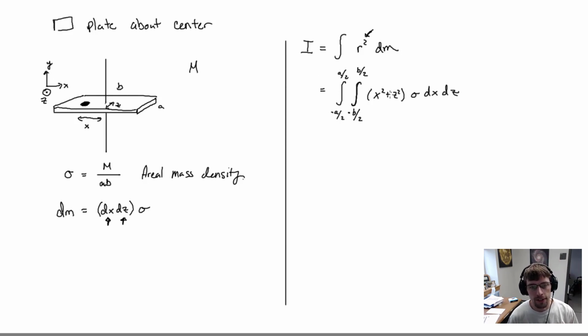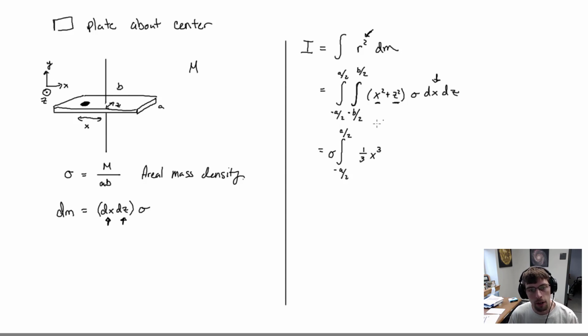So the first one, since z and x are independent, we can just integrate. First off, we do the inside integral first. So we have negative a over 2 to a over 2. We'll pull the sigma out since the sigma is a constant. The antiderivative of x squared: what do we have to take a derivative of in order to get x squared? Well, that would be 1/3 x cubed.